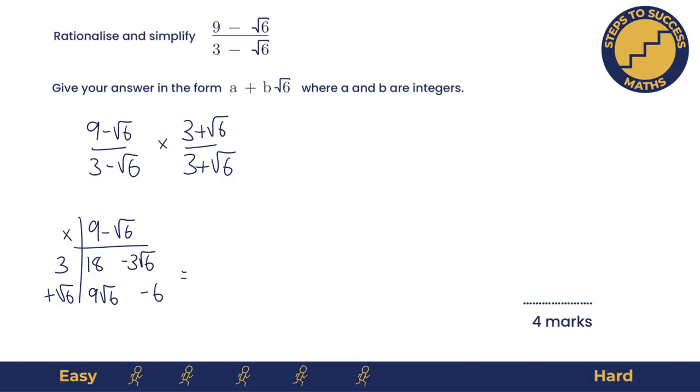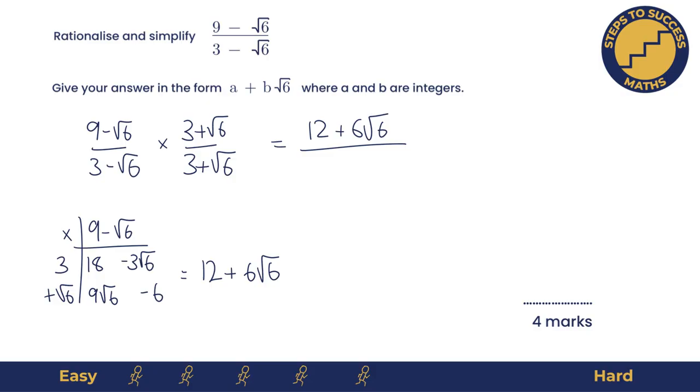If we tidy that up, we know that we've got 18 take away 6 is 12, and then 9 root 6 take 3 root 6 is just 6 root 6. So the top of the fraction is 12 plus 6 root 6. Now let's work out the bottom part.